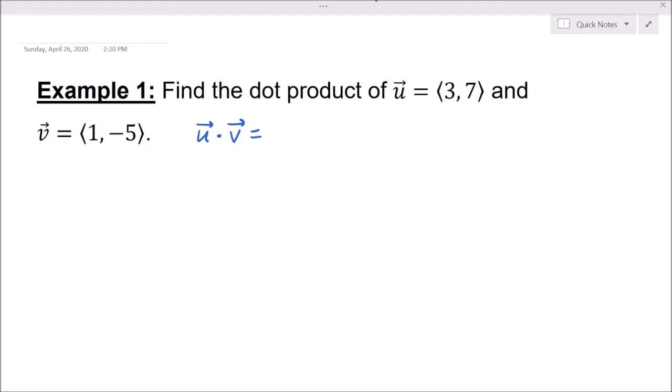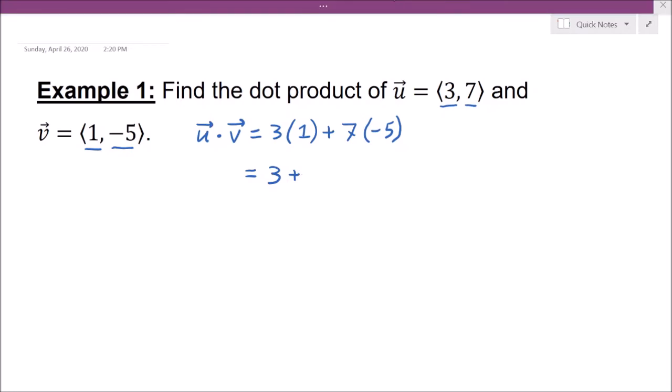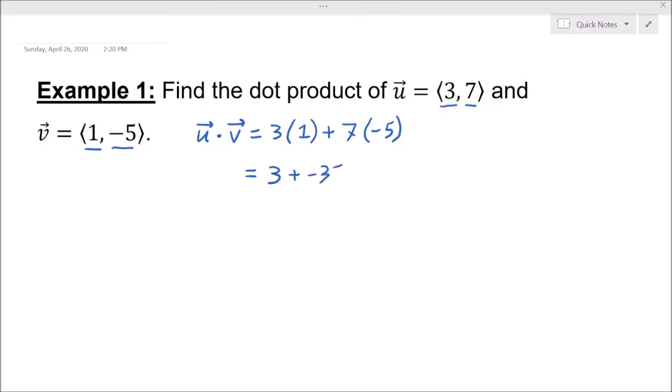So again, how you find the dot product, take the horizontal component of one of the vectors, so 3, times the horizontal component of the other vector, so 1, and then plus, add that with whatever you get when you do the same, when you multiply the vertical components, right? So 7 for one of the vectors, and then times -5 is the vertical component of the other vector, right? So times -5. As always, be careful with negative numbers. So 3 times 1 is positive 3, plus 7 times -5 is -35.